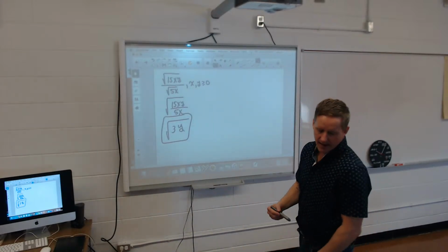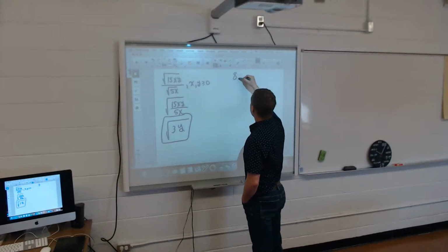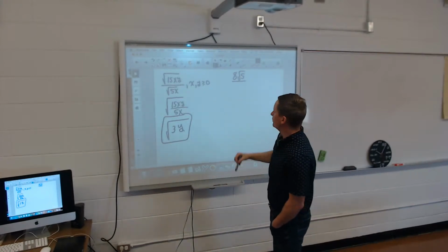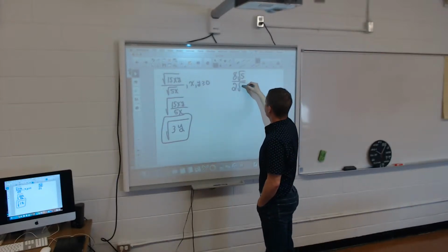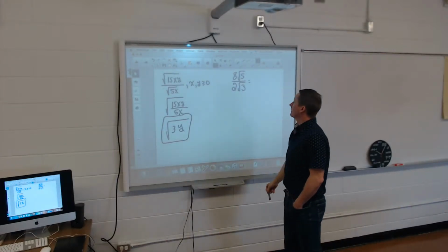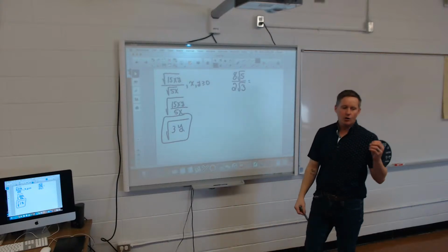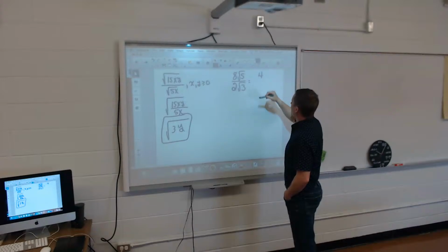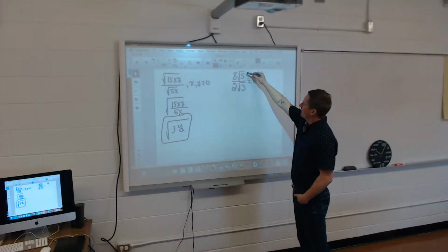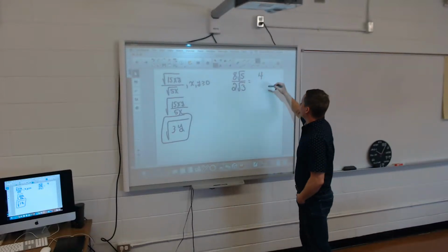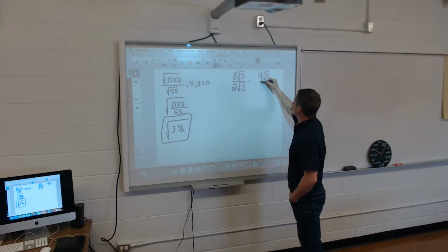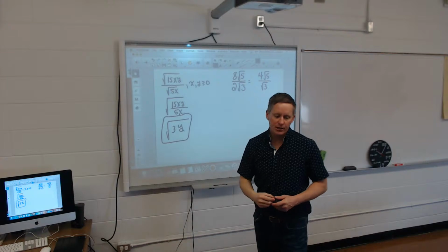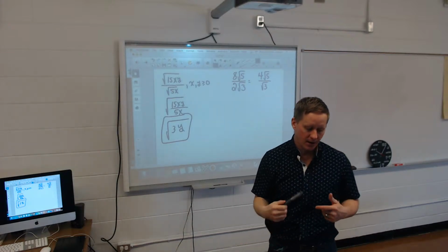Okay, so now I have 8 root 5 over 2 root 3. Okay, again, work with your whole numbers first. So 8 divided by 2 is 4. Root 5 divided by root 3, I can't divide those two values.